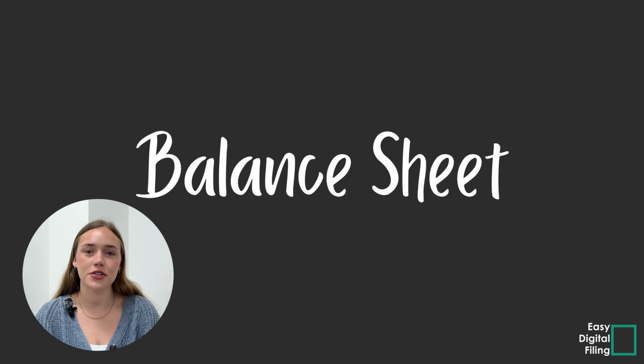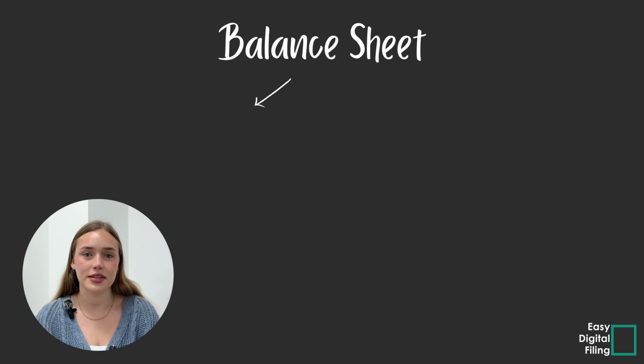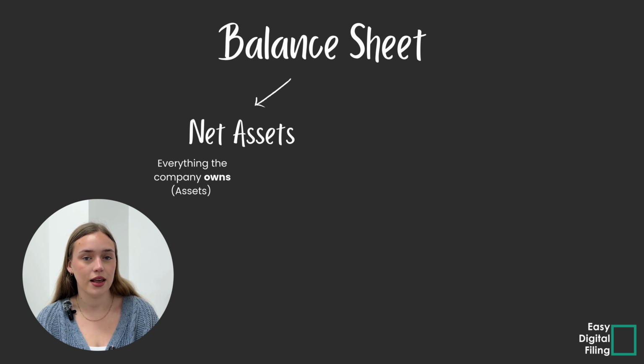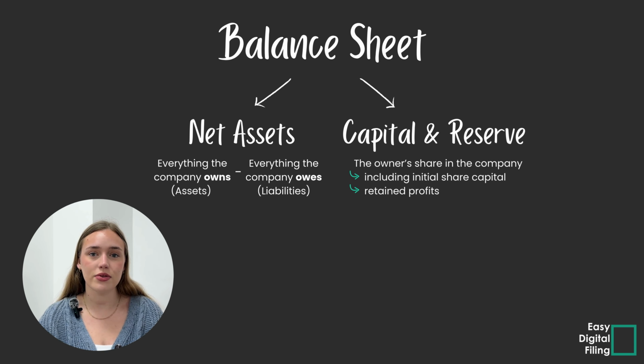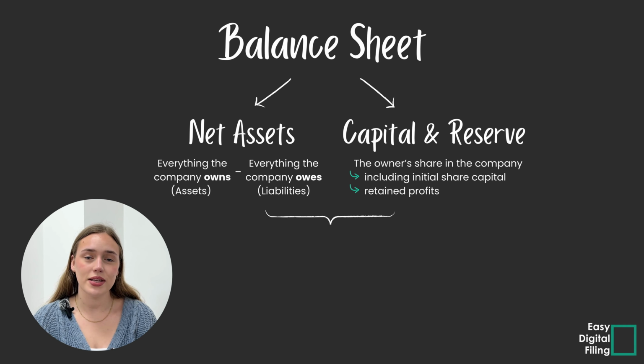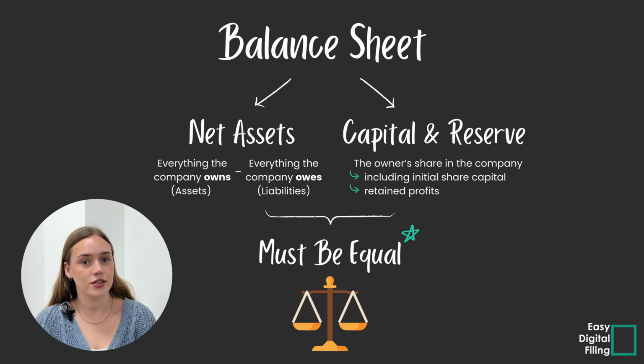The balance sheet is made up of two key sections. The first is the net assets. This includes everything the company owns, also known as assets, minus everything the company owes, also known as liabilities. And the second is the capital and reserves. This reflects the initial share capital that the owner put into the company, plus any retained earnings from previous periods, along with this current period's net profit, minus any dividends or distribution of profits that were made by the company within the period. These two parts must have the same figures, hence the name balance sheet.